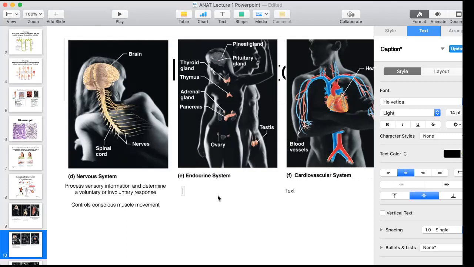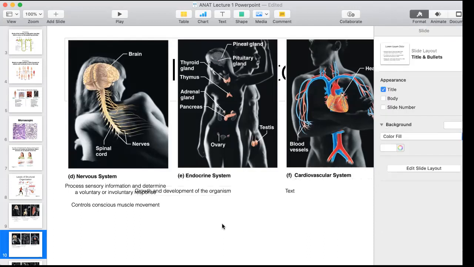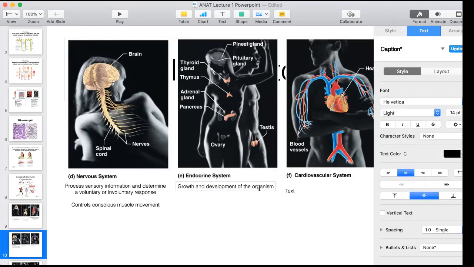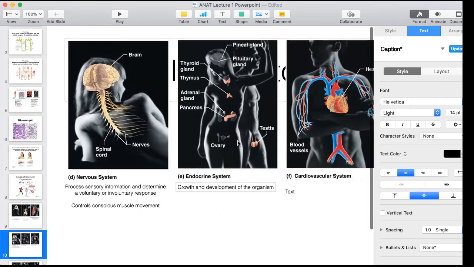Now, the endocrine system controls growth and development of the organism. So for those of you with kids, you probably know that they start off super small, and then they begin to grow, and then they develop into teenagers, and then adults, and you're like, oh my gosh, how did this happen? Well, you can thank the endocrine system for that.